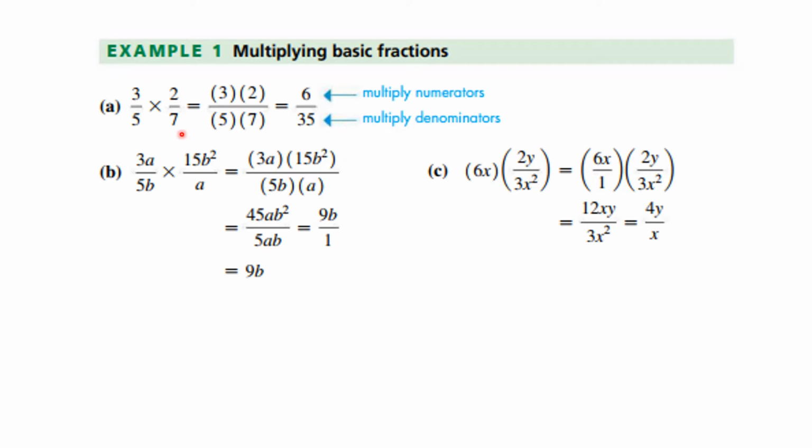Let's look at some examples. Here we have 3 over 5 times 2 over 7. Multiply across the top, 6, across the bottom to get 35. No common factors, so we're done.